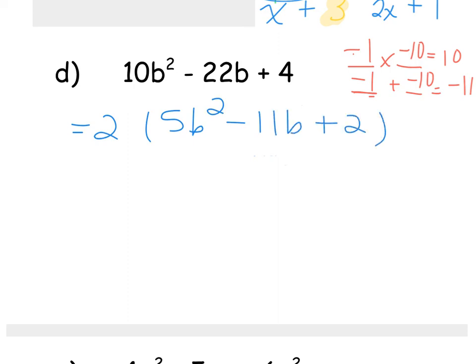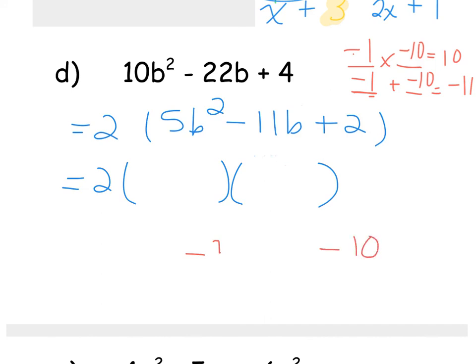Okay, so the numbers that I chose are based on what's inside my bracket. So the 2 still needs to be there. And then I'm going to brace myself for what's coming in my brackets. So on the side, let's go back to those numbers. I have negative 1 and I have negative 10.